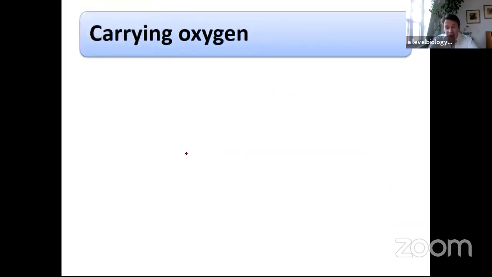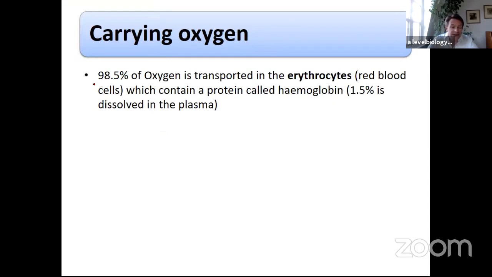Okay, so how do you carry oxygen? Well, we're going to talk about this in a lot of detail, but just going over some of the major points now. 98.5% of oxygen is transported within the erythrocytes, and it's bound to hemoglobin. Only 1.5% is dissolved in the plasma. It is just dissolved in the water.